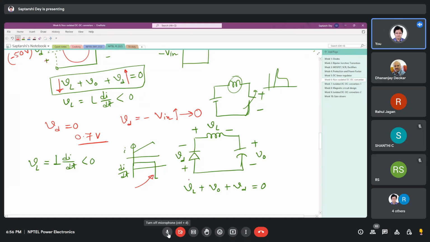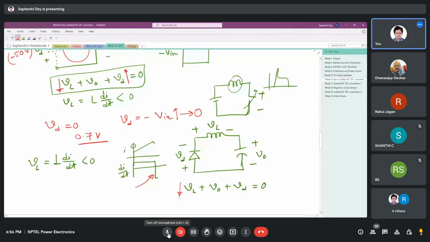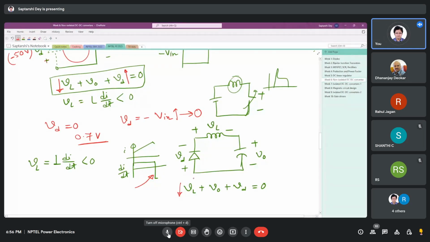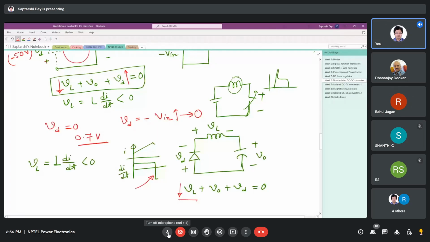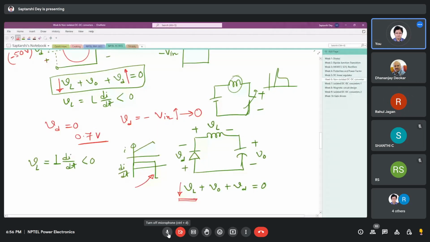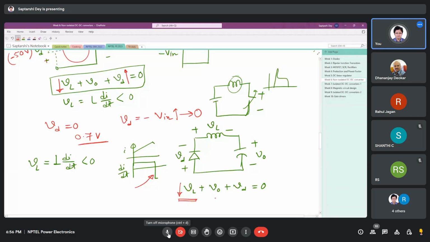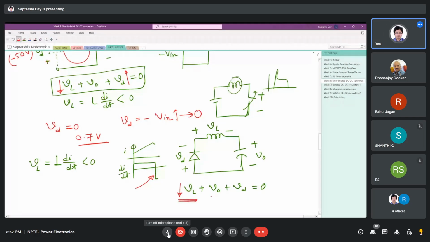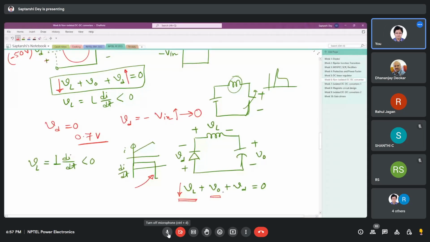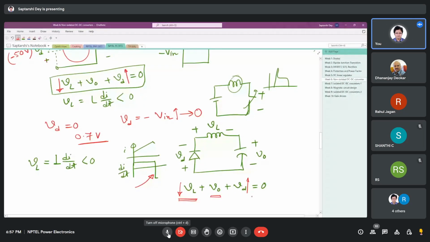So this voltage suddenly has a tendency to fall very fast. Why? Because the current through the inductor was interrupted. Now this equation always holds, be the switch off, be the switch on, this equation always holds. If this term is trying to reduce suddenly, that must be compensated by these two. VO cannot change that fast because there is a capacitor. So VD will increase first.